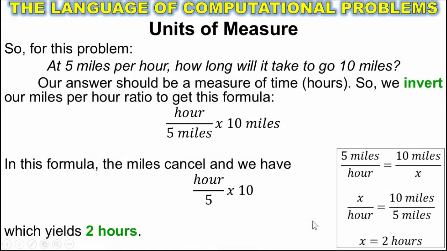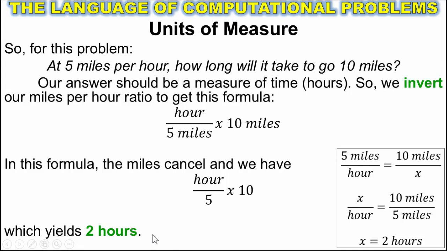So for this problem, at 5 miles per hour, how long will it take to go 10 miles? Our answer should be a measure of time in hours. So we invert our miles per hour ratio to get this formula. Hour all over 5 miles multiplied by 10 miles. In this formula, the miles cancel out and we have hour all over 5 multiplied by 10. Thus, it yields 2 hours.